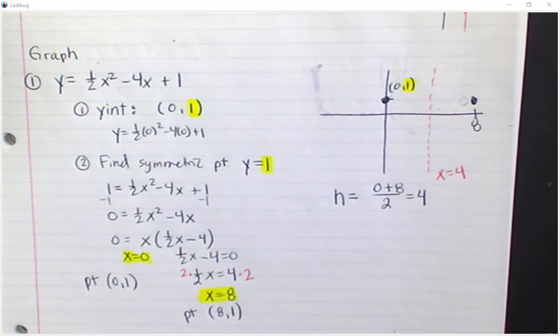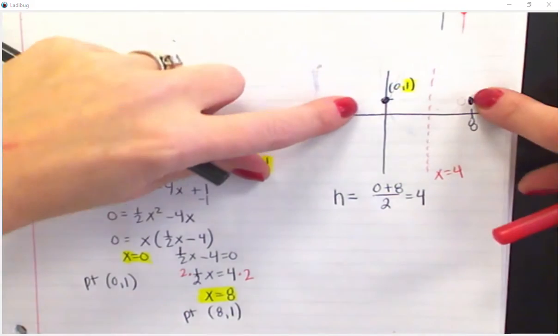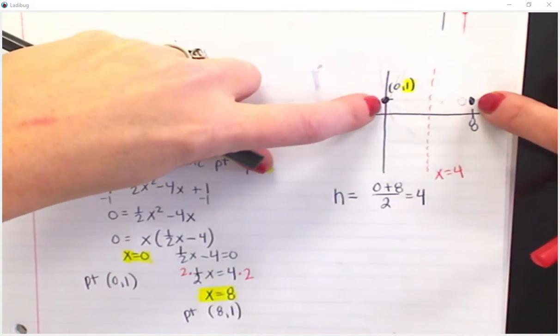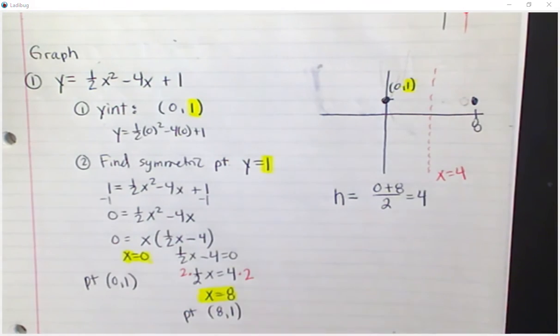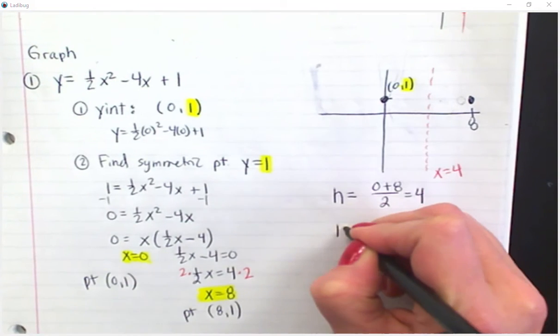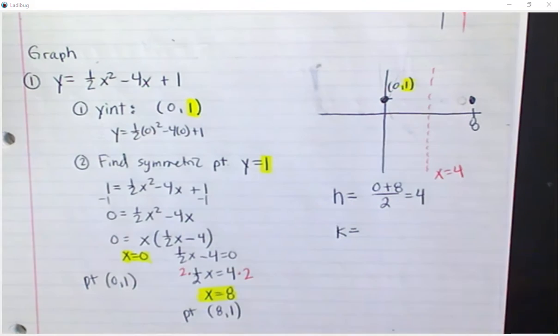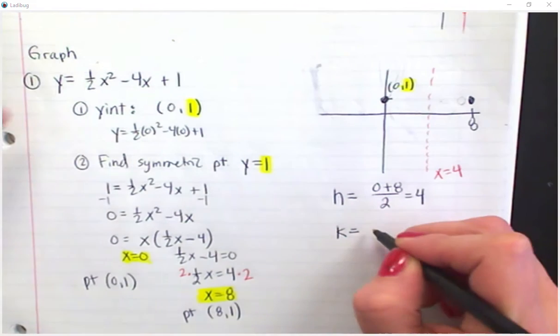With intercept form, we always just half between the intercepts, but that's because they're symmetric points. They're equal distance from the center. Equal distance from the center. Okay? How do I find K? The same way you did last class. Plug it in.